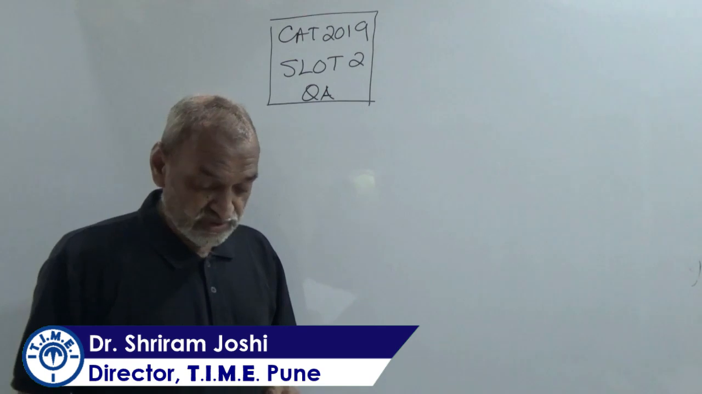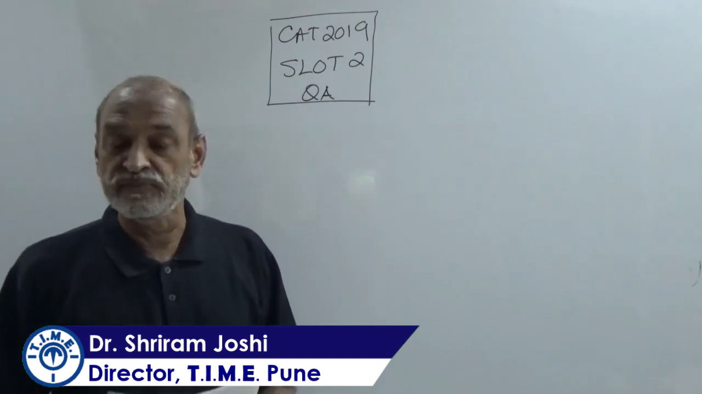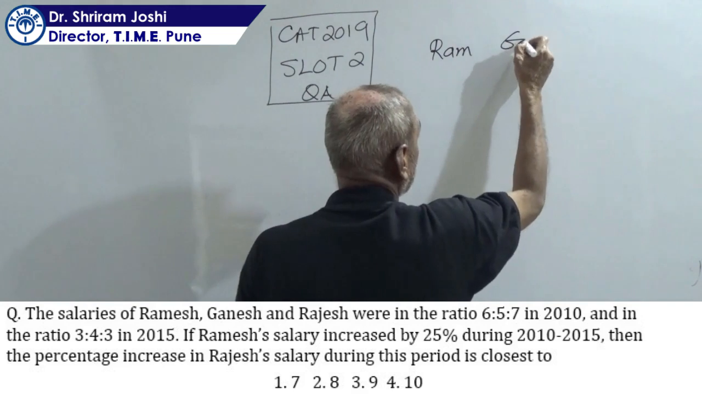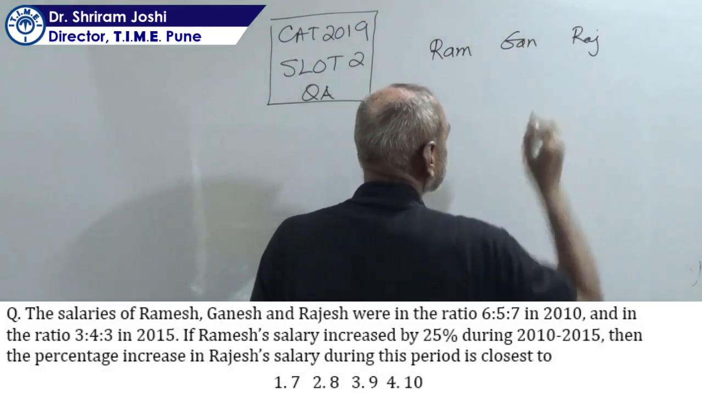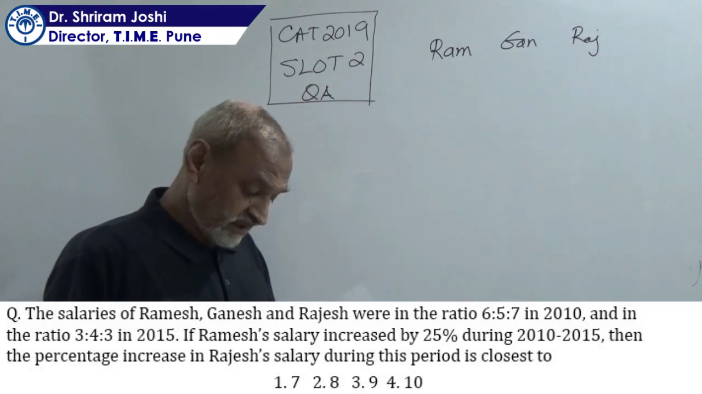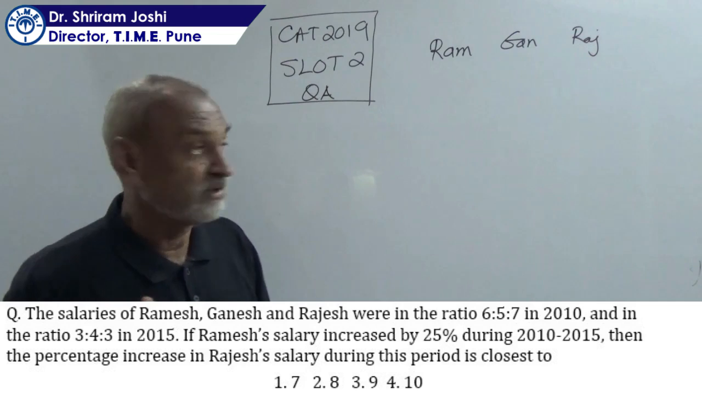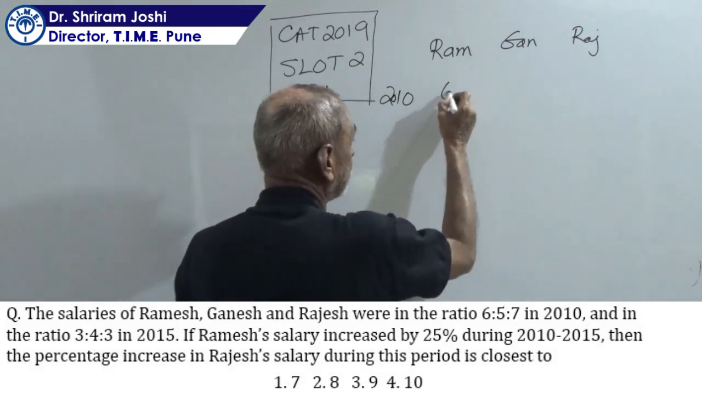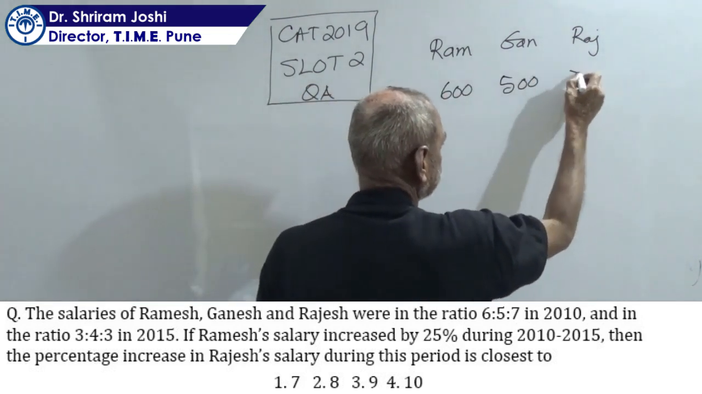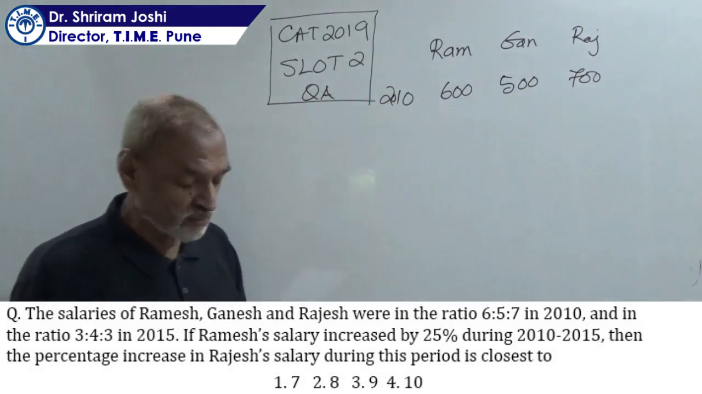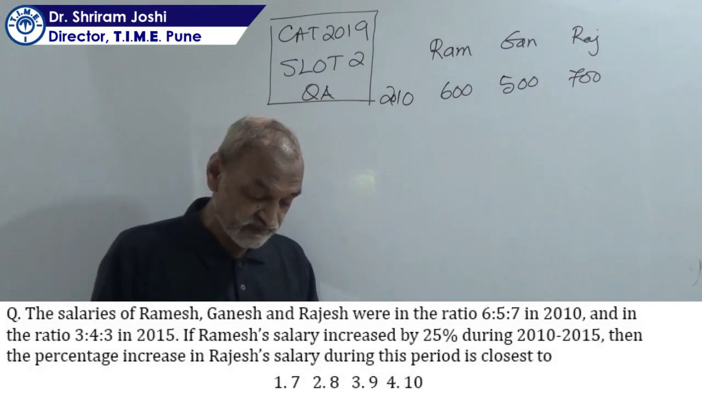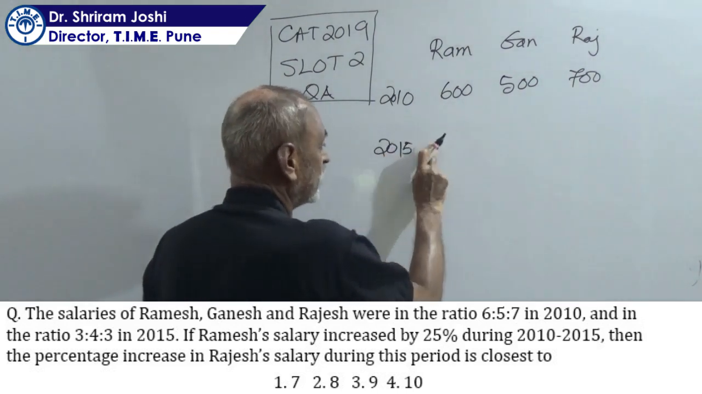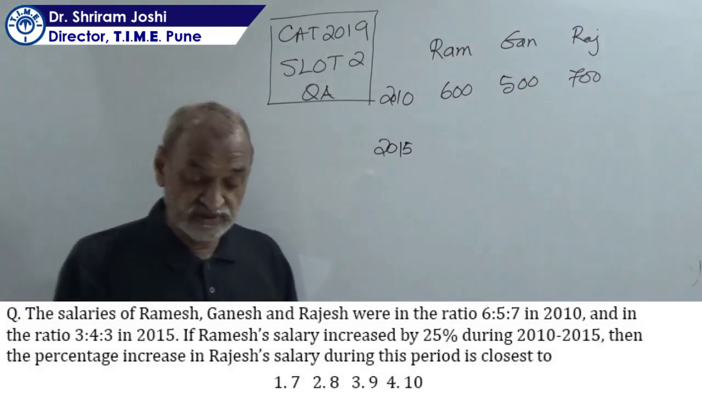Let us start with the first question, which is about ratio, proportion and percentages. Ramesh, Ganesh and Rajesh. Their salaries are in the ratio 6 to 5 to 7 in 2010. So in 2010, the salaries are 600, let us say, 500 and 700. Arbitrary. Instead of taking x and y, taking that to be 100, 600, 500, 700. And in the ratio 3 is to 4 is to 3 in 2015. Now here I cannot take them to be the same ratio as 300, 400, 500. Let us wait.